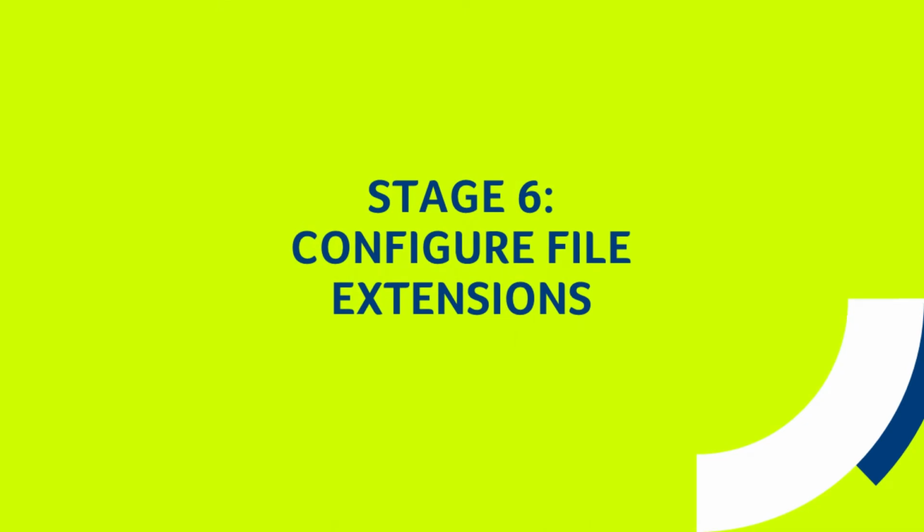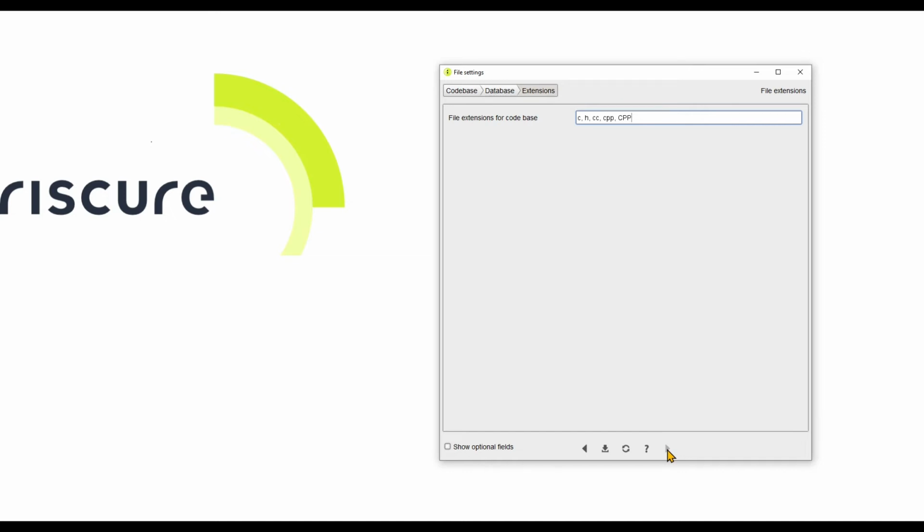Stage 6. Configure file extensions. By default, TrueCode uses the most common extensions for C and C++ code to scan for source files. In the extensions stage of the File Settings wizard, you can configure these extensions if needed. Edit the values on the field File Extensions for Codebase to specify any non-standard extension you use in your codebase. In this list, you can separate multiple configurations using commas.